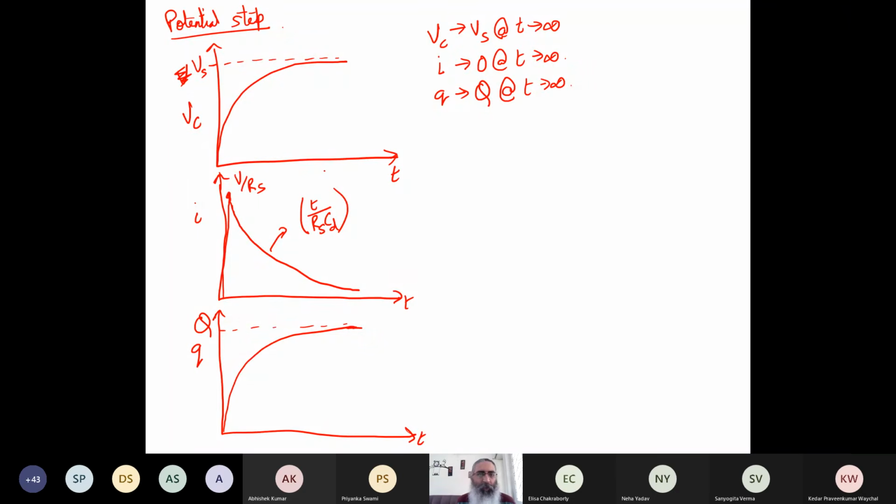So what we do is, by convention, we say that this t by RsCd, we have already seen that this RsCd component is what we call the time constant of the circuit. Rs into Cd has the dimensions of time.